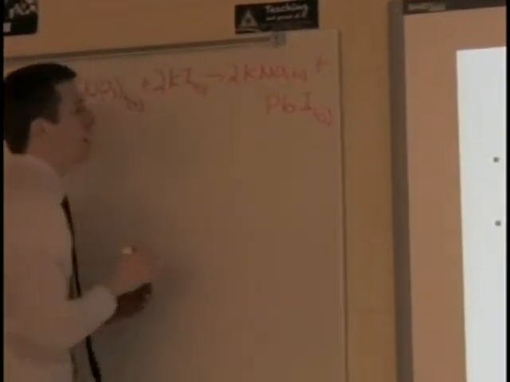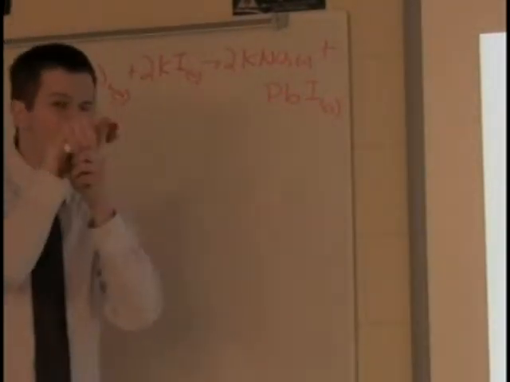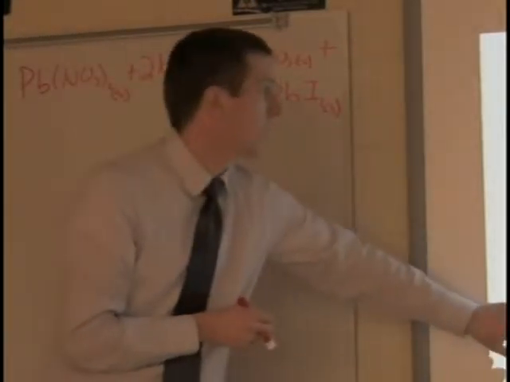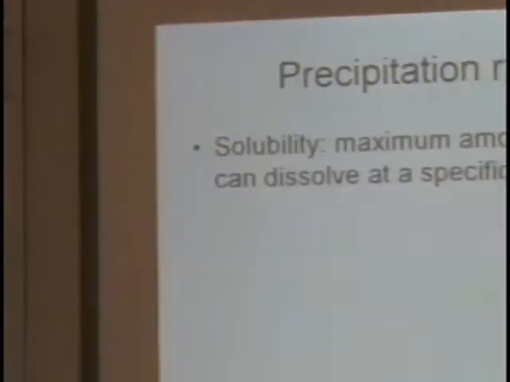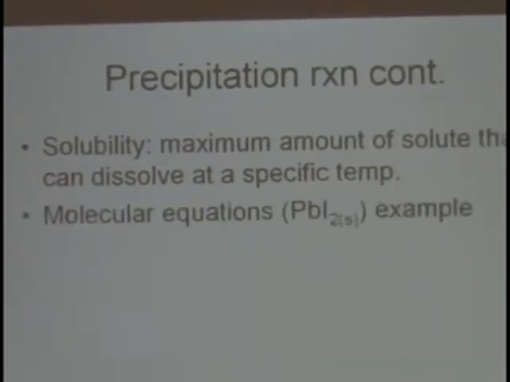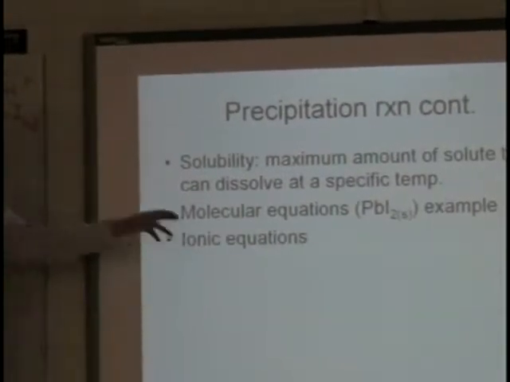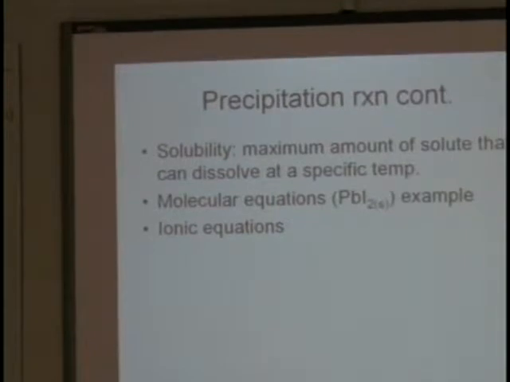The reason I know that PbI2, lead-2 iodide, is my solid is if I look on the solubility table, lead and iodine hit an I, I meaning insoluble, so that has to be the one that does not dissolve in water. Everything else is aqueous. Solubility refers to the maximum amount of solute that can dissolve at any specific temperature. Now, for molecular equations, we're going to use the PbI2 solid as an example for what's referred to as an ionic and a net ionic equation.